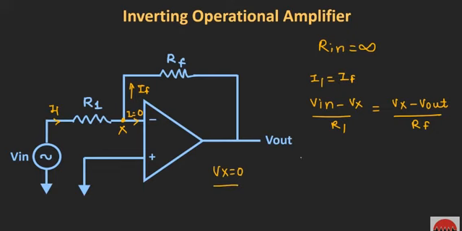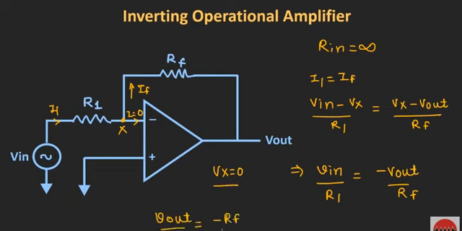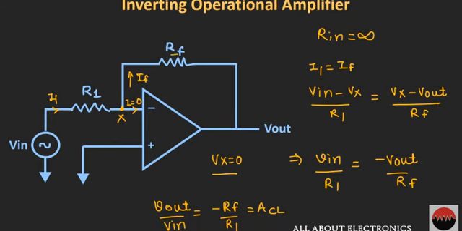So we can write this expression as Vin divided by R1 is equal to minus Vout divided by Rf. And if we rearrange it, then we can write Vout by Vin is equal to minus Rf divided by R1. And this expression is known as the closed loop gain for this inverting op-amp configuration. So as you can see here, just by changing the value of Rf and R1, we can control the gain of this op-amp, and we can use this op-amp as an amplifier.